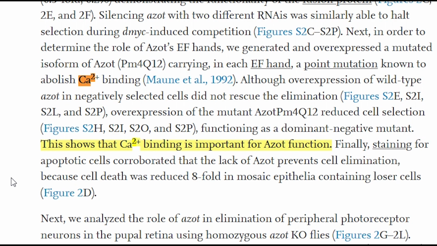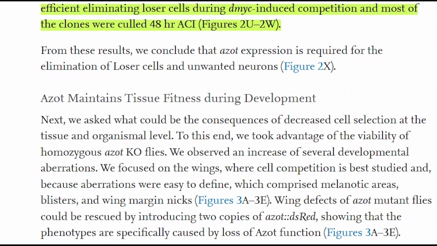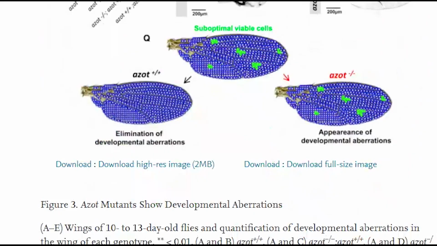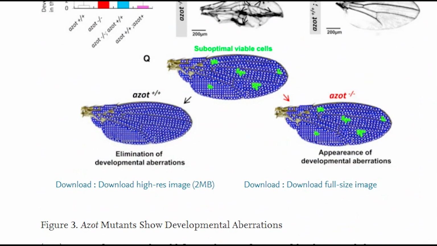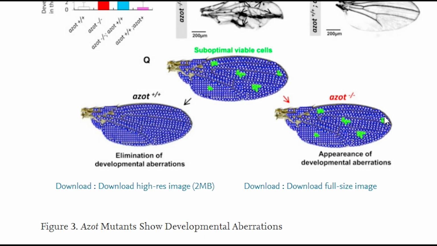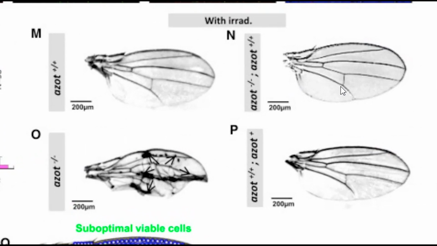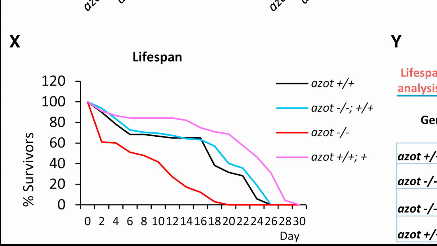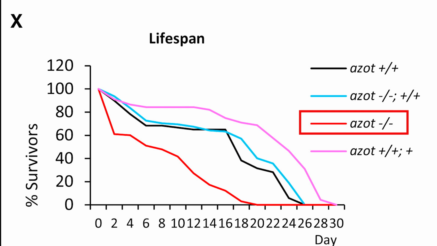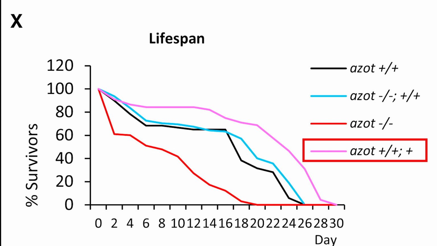Effectively, what they show in this paper is that cells that lack ASORT are unable to fitness sense suboptimal cells, so instead of elimination, they accumulate in the tissues. This has the consequence of causing tissue degeneration, whereby flies that lacked this protein showed signs of accelerated aging. And therefore, unsurprisingly, they also found that flies that lacked this protein had a shortened lifespan with a 52% decrease in the median survival compared to wild-type flies. But even more interestingly, flies that had an extra copy of this protein lived even longer than the wild-type flies, showing an increase in median survival of 54%.